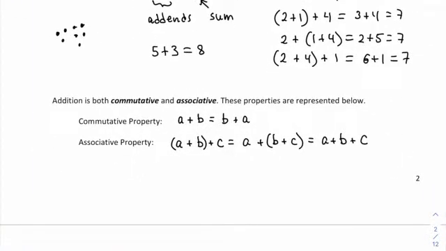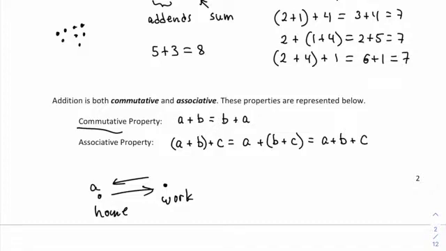And that is the associative property. The ways to remember these: these properties often get confused by students the first time they see them. But think of commutative. When you commute, you go from home to work, right? And then back home. This is called a commute.